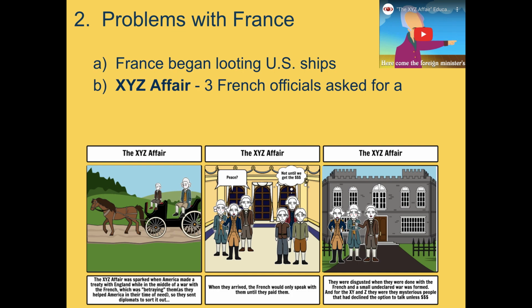So we send diplomats. We send 3 men to France to try to work out a deal. But before they can get to the leadership in France, Charles de Talleyrand, they have to confront these 3 French officials named X, Y, and Z. It's a code name. And those 3 Frenchmen say, we won't even talk to you unless you pay us a bribe. So America is weak and we're getting pushed around.